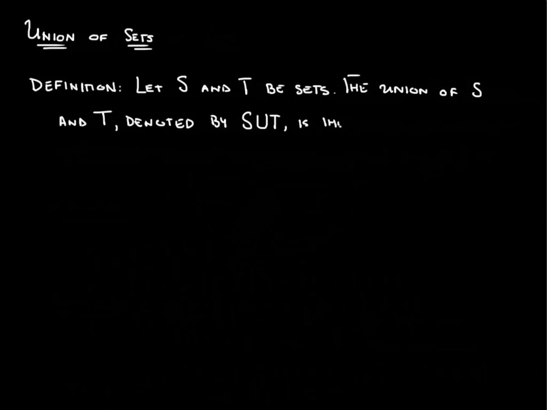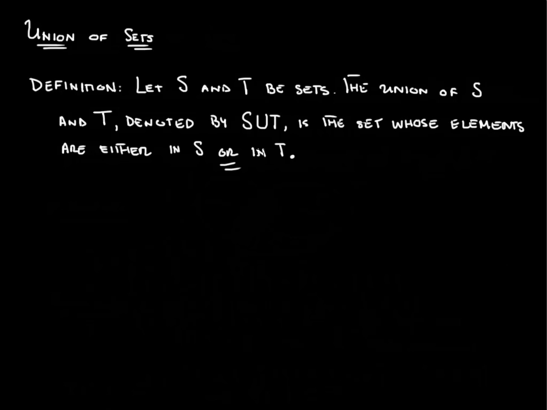Now, the union is the set whose elements are either in S or in T. So the key word here for the union is the term or. So remember, intersection is associated to the word and, and the union is or.